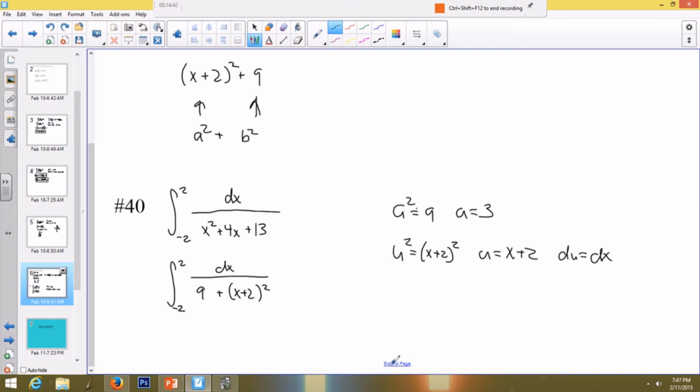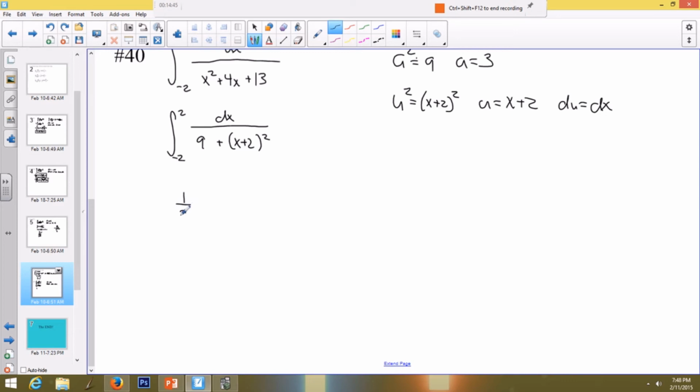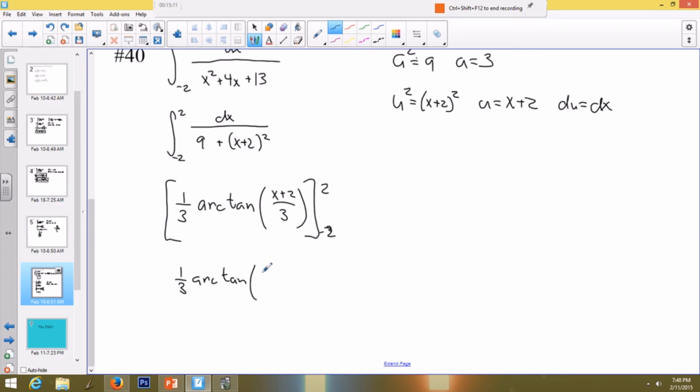So writing my final, it'll be 1/3 arc tangent of x plus 2 over 3. Since it's a definite integral, there's no constant that we have to worry about, so we're evaluating from -2 to 2. When I plug this in, I'll get 1/3 arc tangent of 4/3. And then from that, I'm going to subtract 1/3 arc tangent of, when I plug in -2, -2 plus 2 would be 0 over 3.